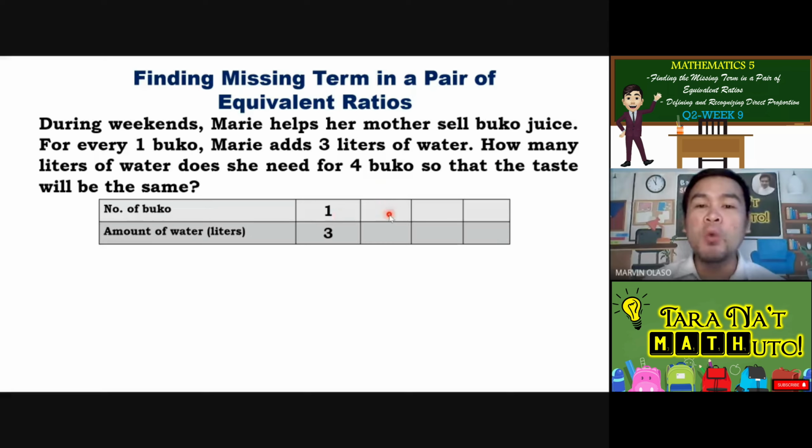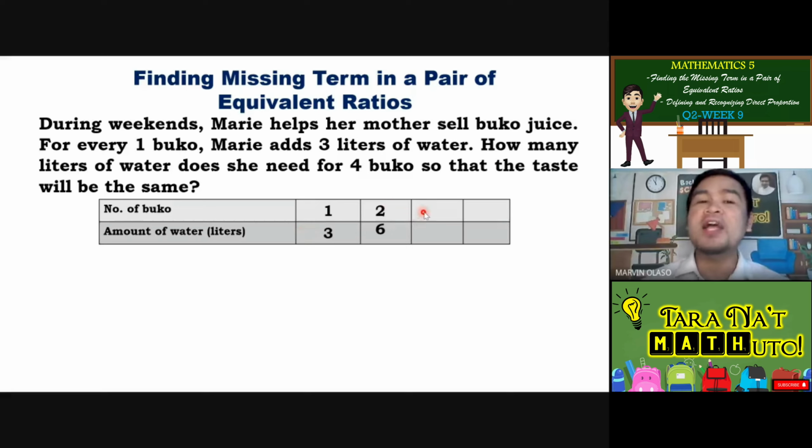For example, 2 buko. Tingnan natin kung ilan. Okay, so if there are 2 buko na, so ilang litro na yan? So na-double. So we are going to multiply also by 2. 3 times 2, we have 6.